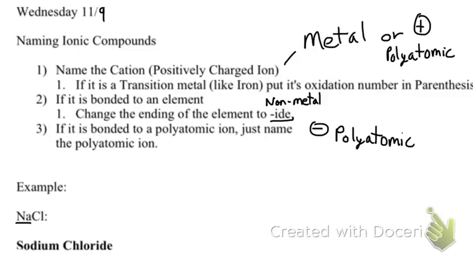Alright, next ones will be a little more complicated. We'll use transition metals. And remember that if it is a transition metal, you'll put its oxidation number in parentheses. And we'll have to calculate its oxidation number. You won't be able to look at the periodic table and know. Alright, so we have FeCl3.